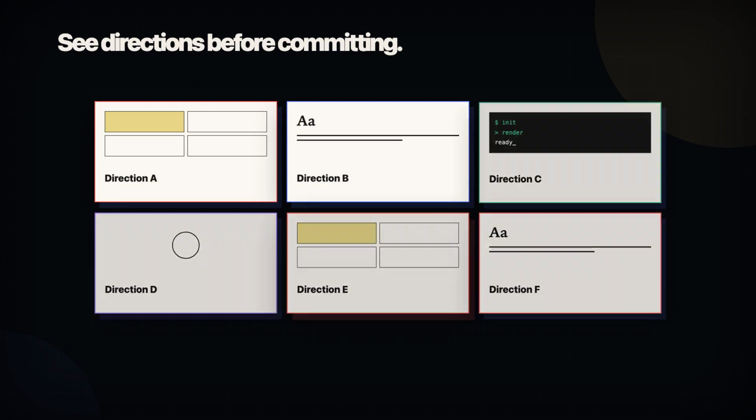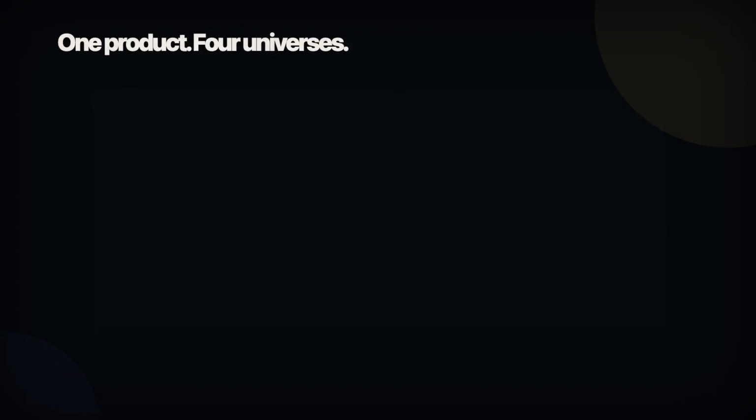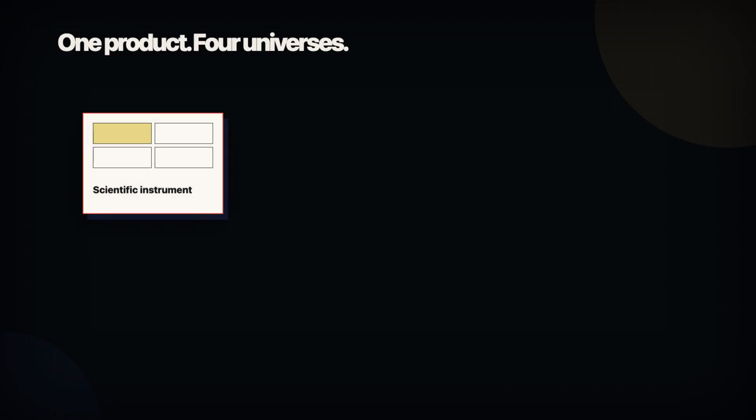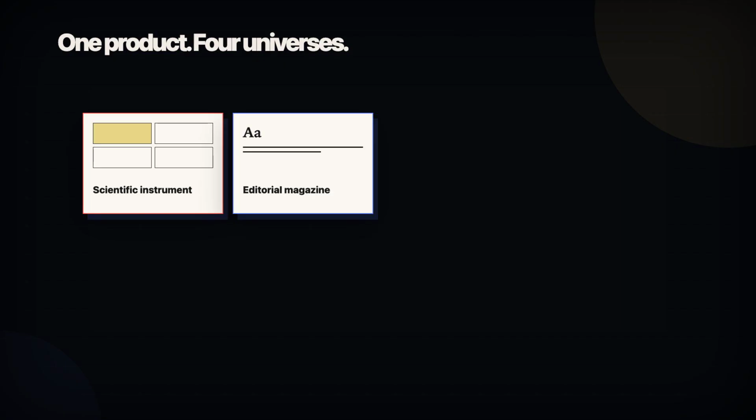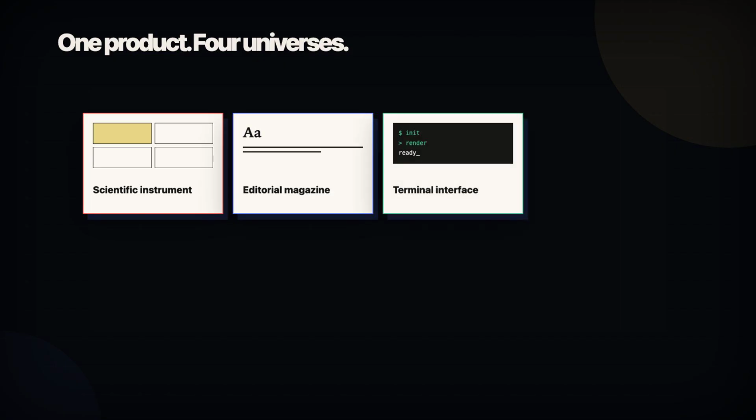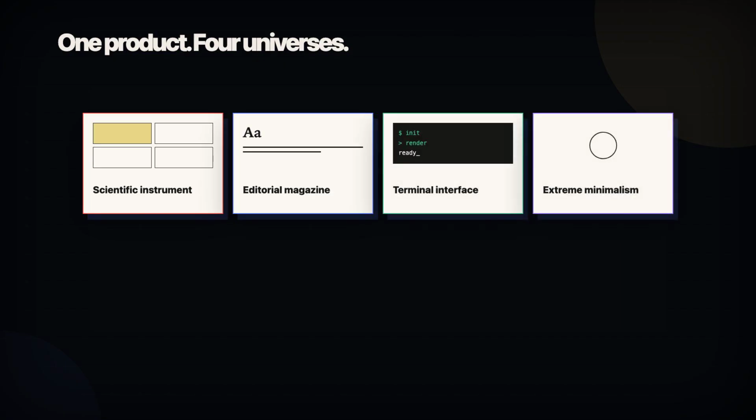Think of them almost like parallel design universes. The same product, but interpreted through completely different aesthetics. Maybe one version feels like an old scientific instrument, another looks like an editorial magazine, another feels like a terminal interface, another is extremely minimal. You see the directions visually, then you choose.